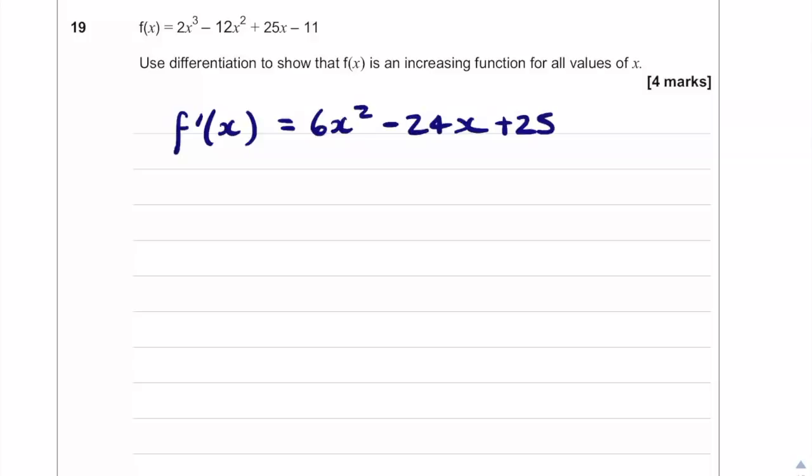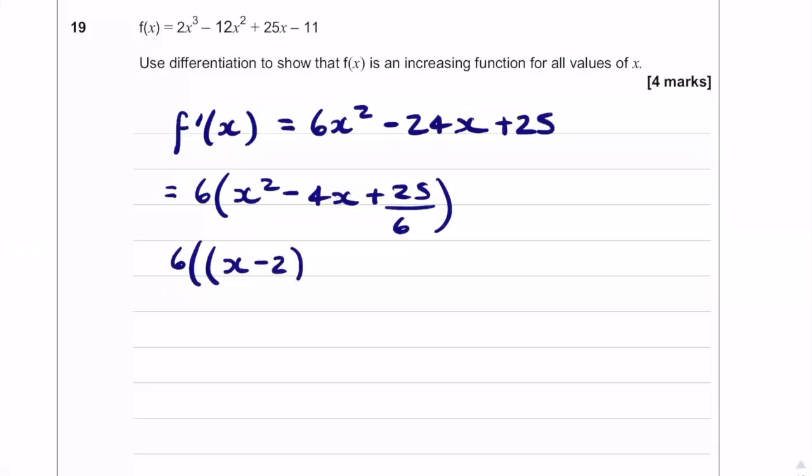So we can do that by completing the square. So what I'm going to do is factorise 6 from this equation. So we take out a factor of 6, we're going to have x squared minus 4x plus 25 over 6. Now we need to half the coefficient of x.